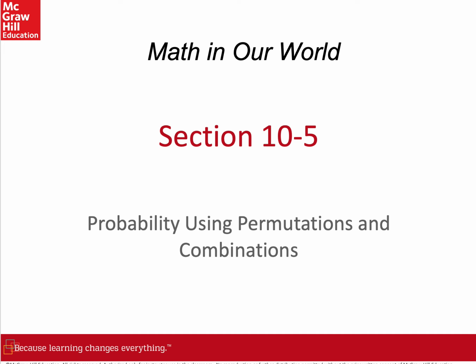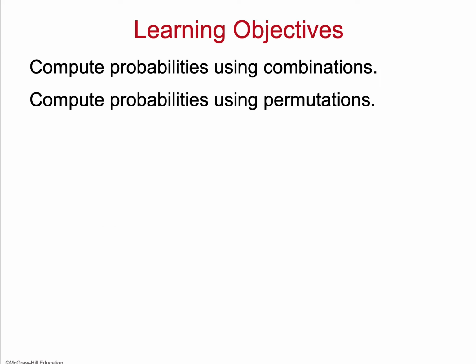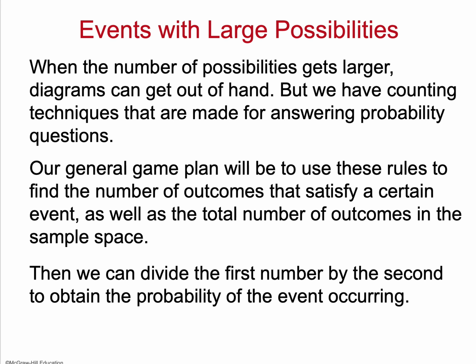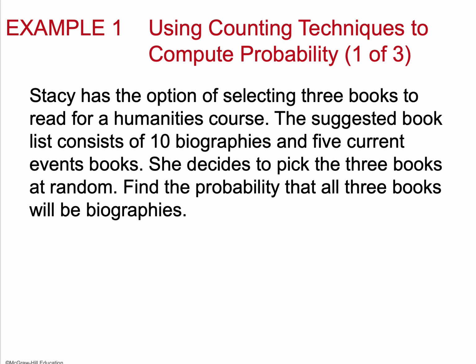Let's look at how to do probability where we're using those combinations and permutations we've been learning about. When we're looking at events with lots of possibilities, something like the basketball play-in or a bracket for baseball, we have a lot of things to count, and we don't want to create trees or diagrams or list out the options. So we can actually use counting techniques like combinations and permutations to find the probability.